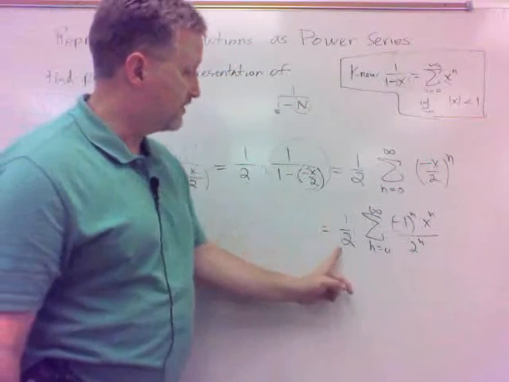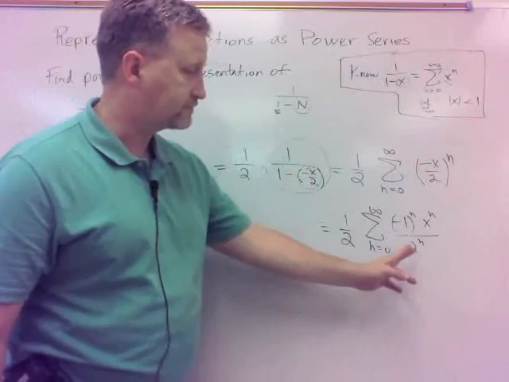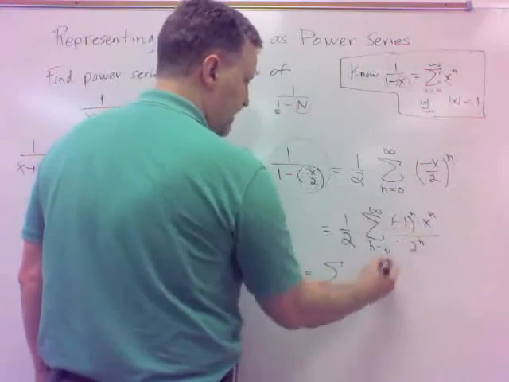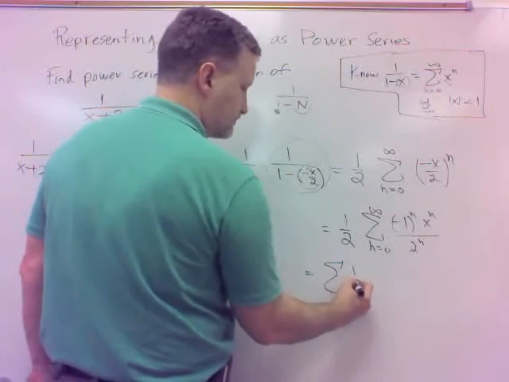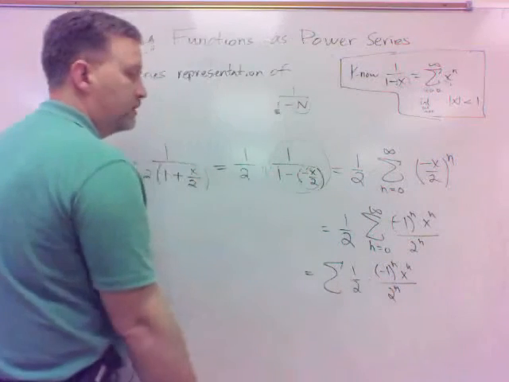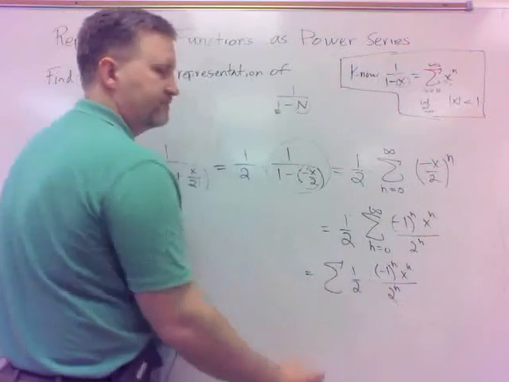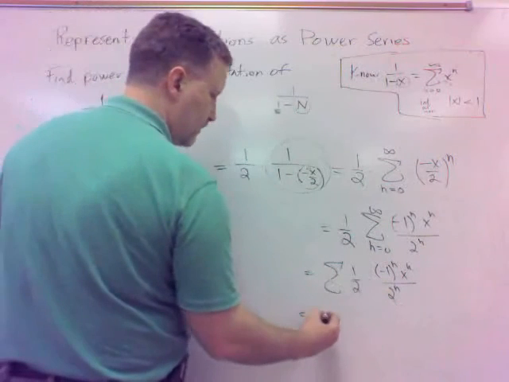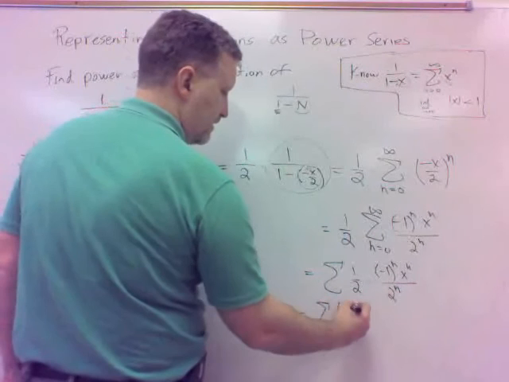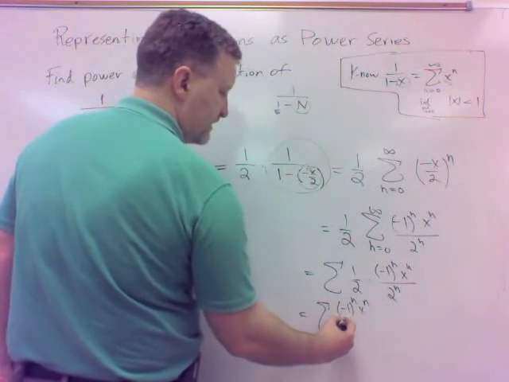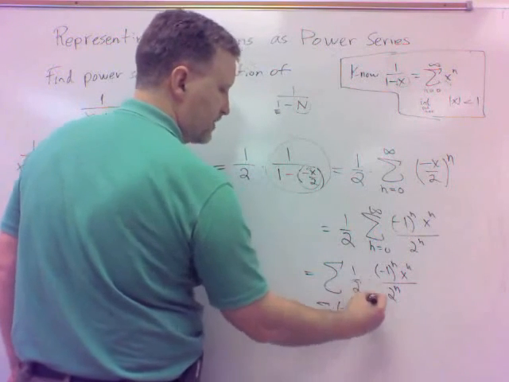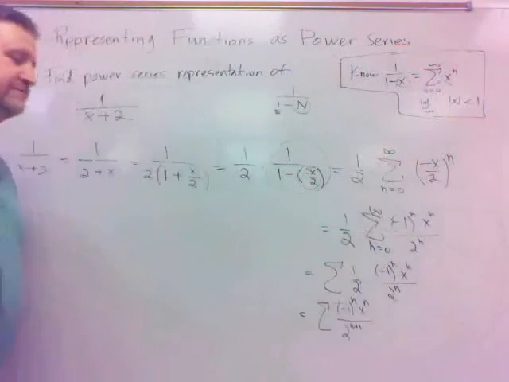Now, is there anything wrong with bringing that one in? No. That can go inside the summation. And won't it combine nicely with that 2 to the n? What would this times that be? It'd be negative 1 to the n, x to the n over 2 to the n plus 1, because that's 2 to the 1, so when you multiply those, you add the exponents.